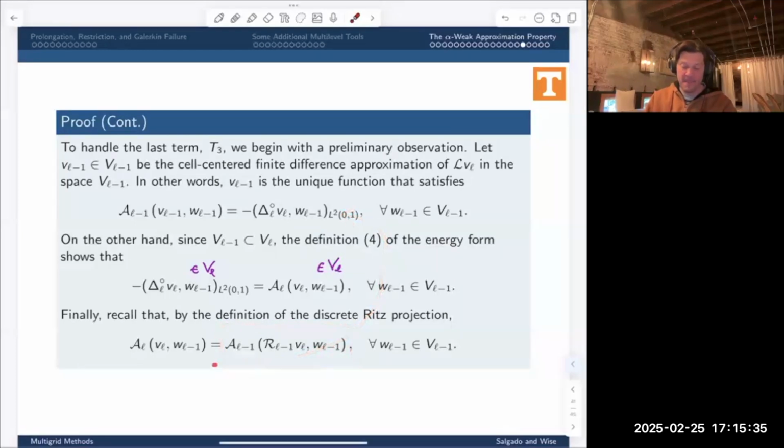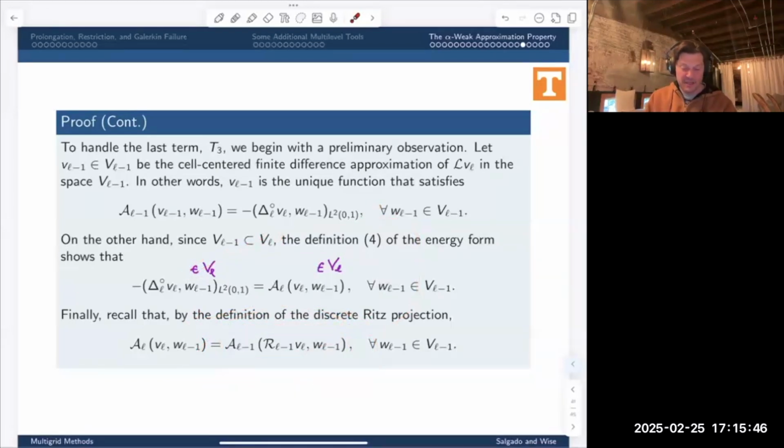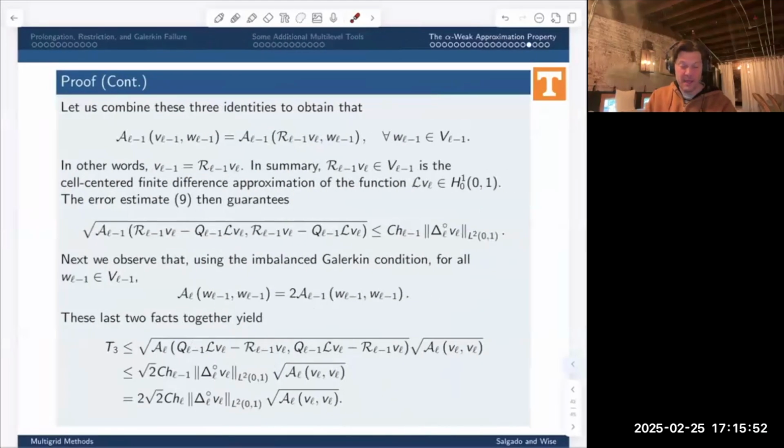Does everyone see that? I can finally, because I have the equality of these things, take this object and move it into that position. Well, that's nice because it gives me AL minus 1 and AL minus 1. Right? So AL minus 1, VL minus 1, WL minus 1 is equal to AL minus 1, RL minus 1, VL, WL minus 1. Both of these are L minus 1s. Well, if this is true for every WL minus 1, then because these are inner products, these two objects have to be equal to each other. This object has to be equal to that.